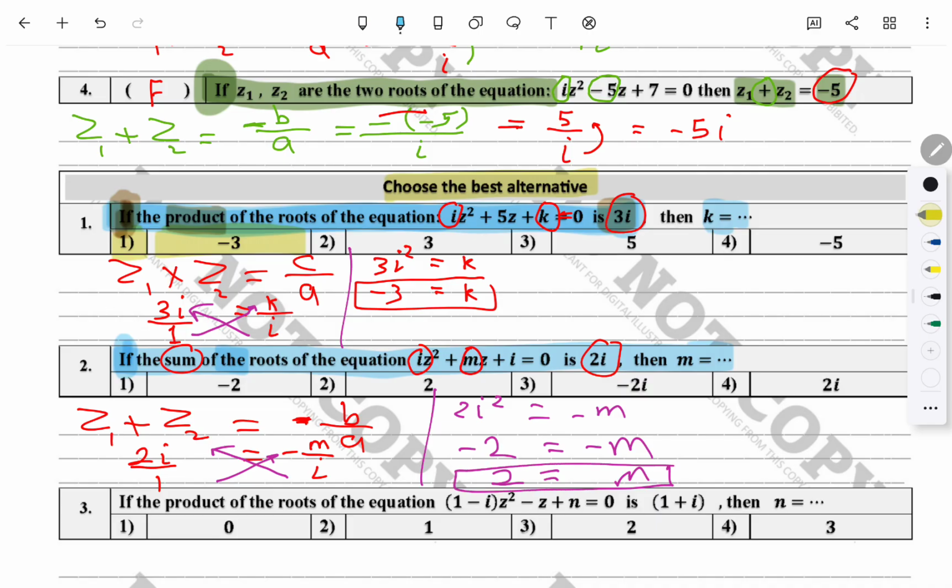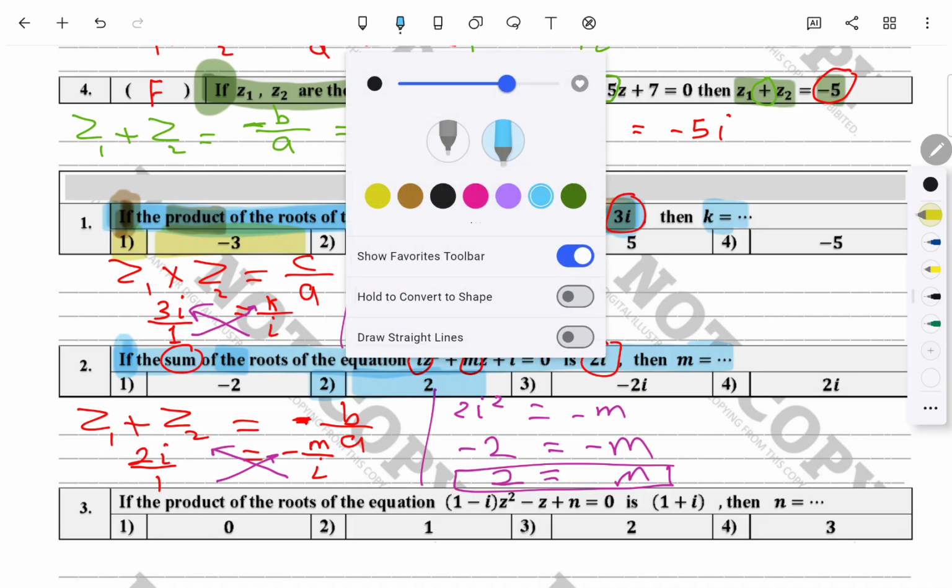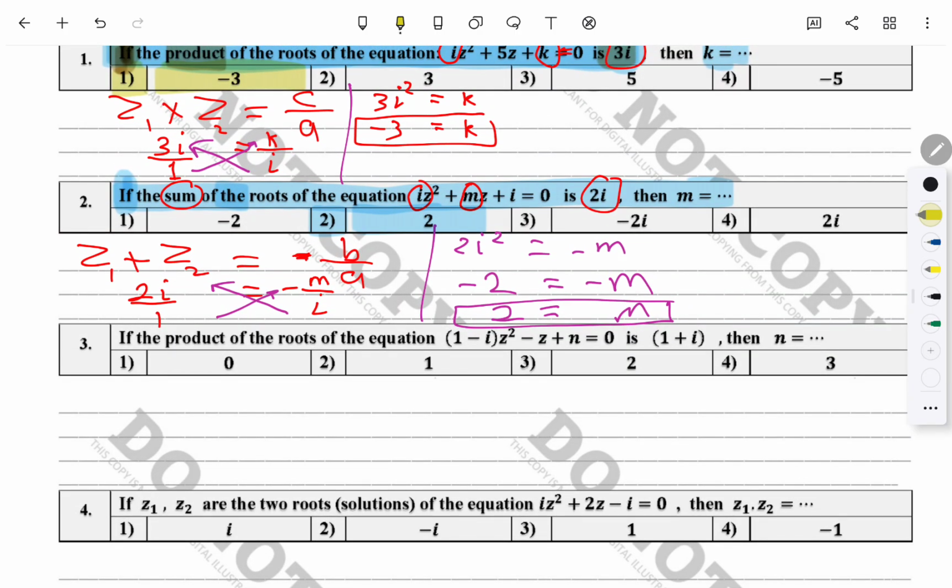So I can choose the second one. Which is the second choice? It is 2. We can go now to the third. If the product of the roots of the equation 1 minus i z squared minus z plus n equals 0 is 1 plus i, then n equals. So I'm going to focus on the product rule. z1 times z2 equals c over a. The product is given by 1 plus i. I will write it to the left.